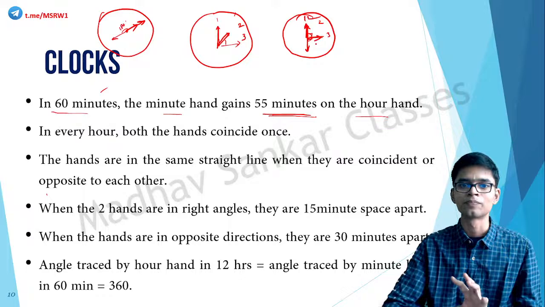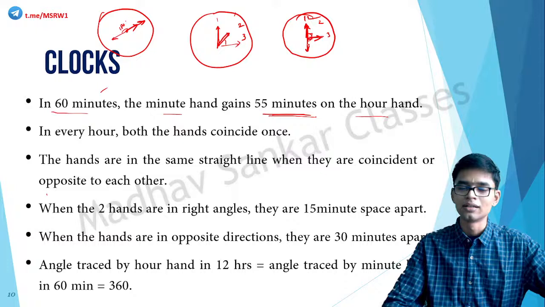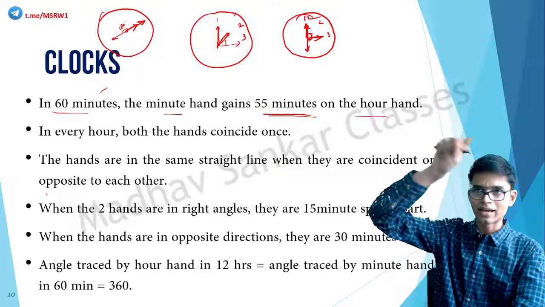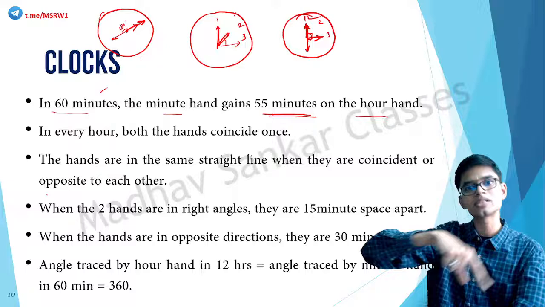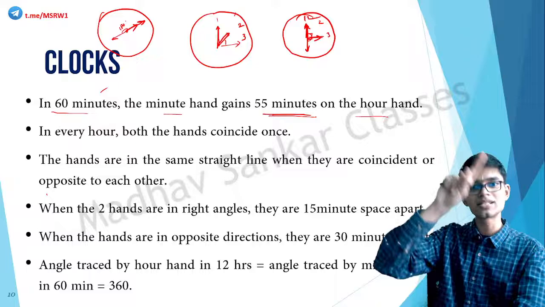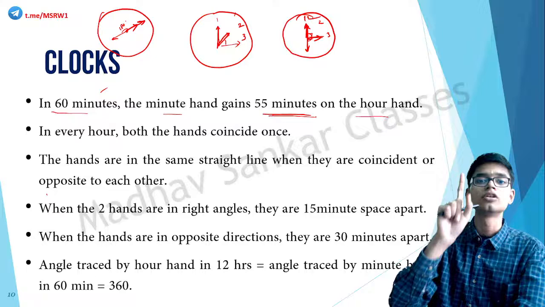30 minutes. The angle traced by the hour hand in 12 hours and the angle traced by the minute hand in 60 minutes is equal to 360 degrees, the entire angle of a clock. In a 12 hour clock, after 12 hours, the clock will start again. So the total angle traced is 360 degrees in 12 hours by the hour hand. For the minute hand, every 60 minutes, it starts again. So the angle traced in 60 minutes by the minute hand is equal to 360 degrees.